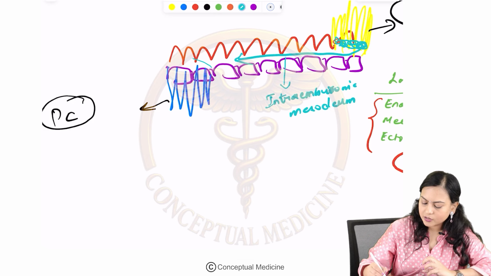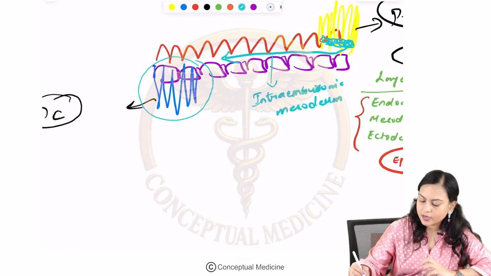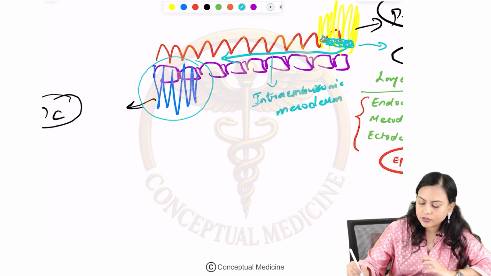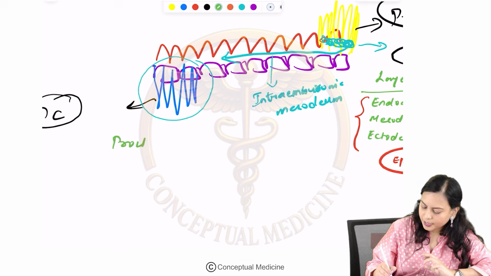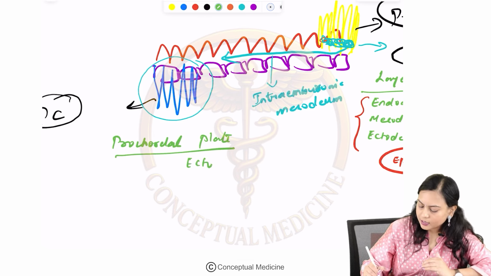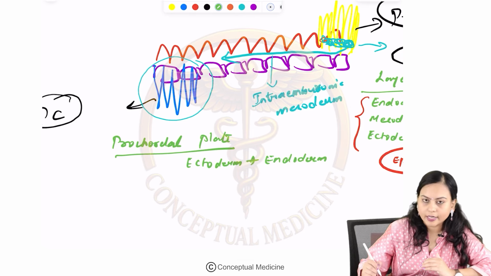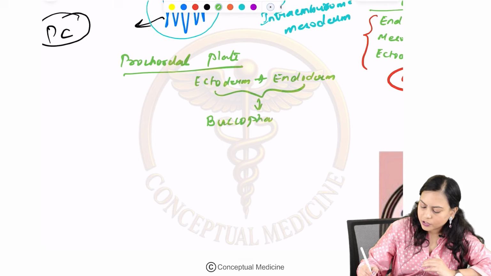Okay, it doesn't pass through this procaudal plate as well as this primitive streak, especially caudal to the primitive streak. So this area of procaudal plate where there is no intraembryonic mesoderm, only the ectoderm and the endoderm are going to lie in contact with each other, and this is going to become the future buccopharyngeal membrane.